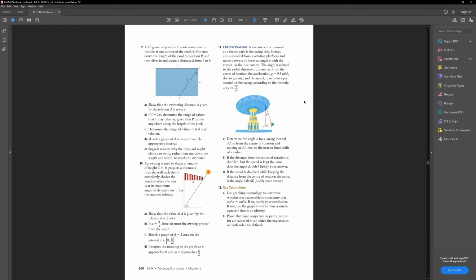Now you're just talking about the restrictions on this variable. Again, you could just analyze the graph of what this could possibly mean. Then it's asking you to find the range of D's, or distance, that the value could take on. So that is our y value. Lastly, it's asking you to sketch the graph of D over an appropriate interval, which is what you just found out from parts B and C. It also asks you to suggest reasons why the lifeguard might choose to swim rather than run down the length and width to reach the swimmer.